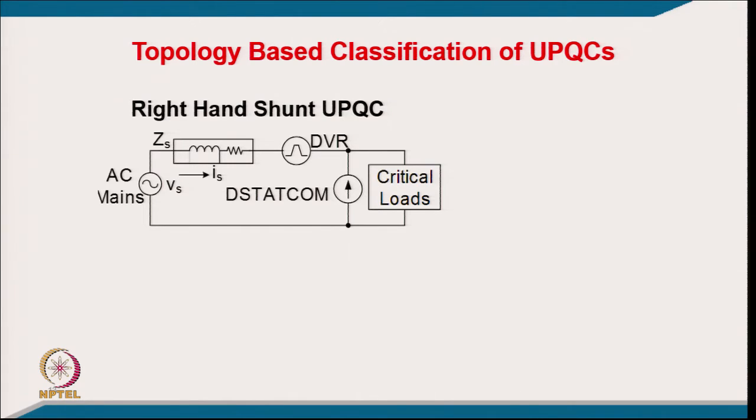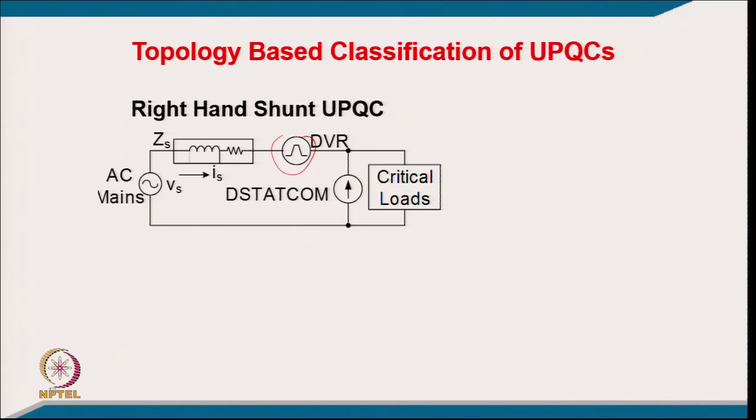Now, coming to the topology-based classification which we are talking about, symbolically we have a source, a source impedance, a DVR, and a shunt compensator called D-STATCOM. This topology is preferred in the case of the UPQC used in distribution systems. The reason is that a load having current-based power quality problems is compensated locally by putting a D-STATCOM in front of it.